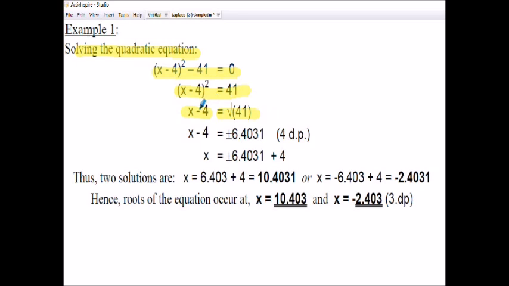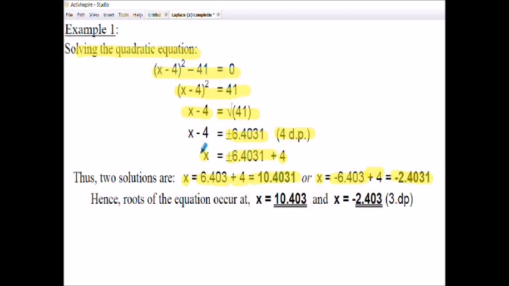Don't forget, when you square root a number, you get two solutions, a plus and a minus. So I've got plus or minus 6.4031 here. I'm using 4 decimal places here. Then finally add the 4 to both sides of the equation to get the final equation for x. So x is equal to plus or minus 6.4031 plus 4. So the two solutions are x equals 10.4031 and x is equal to minus 2.4031.